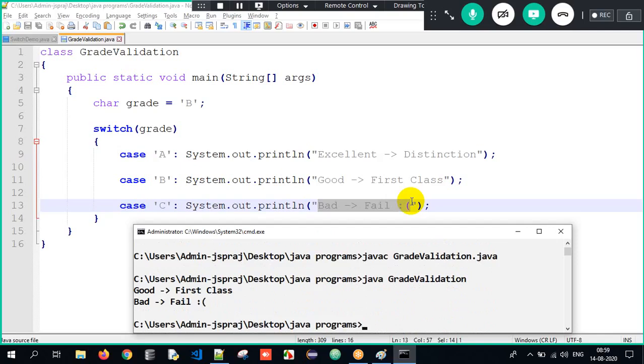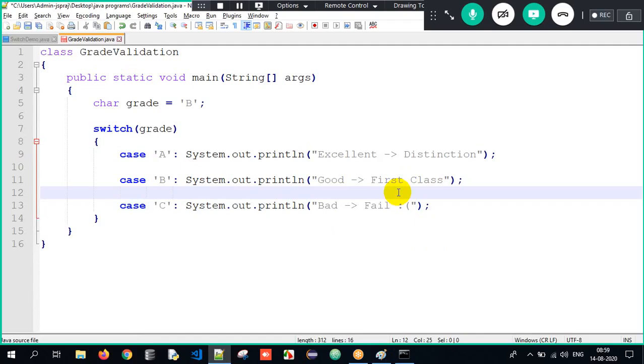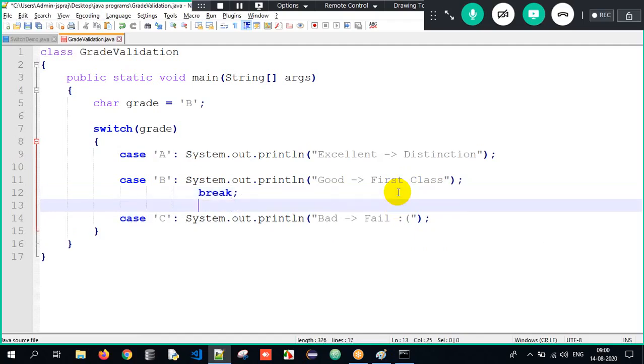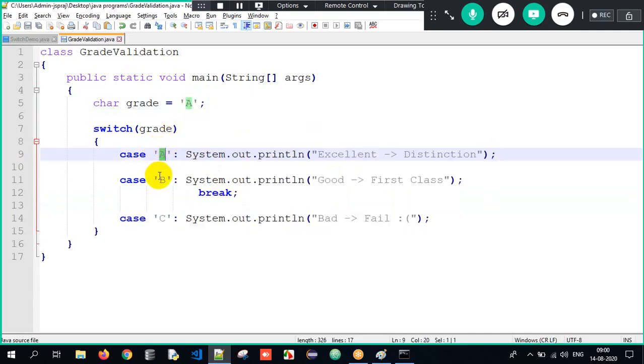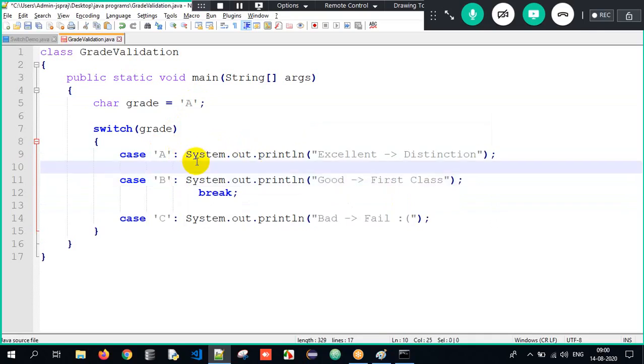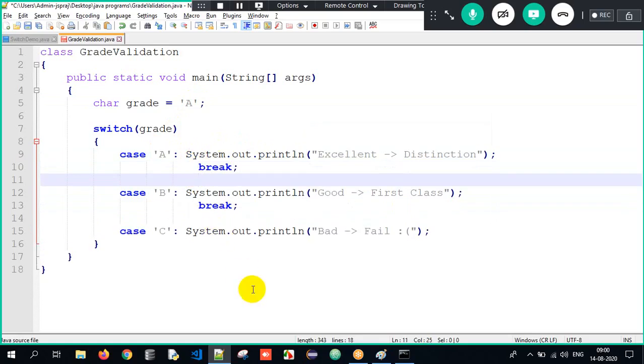In order to make it efficient here, what am I supposed to do? I have to make use of break over here. Now it's efficient. But here, if I give it as A grade, what will happen? A equal to A and B equal to B, I mean, this will also get executed. So I have to make use of break over here. Now my program is much more efficient.